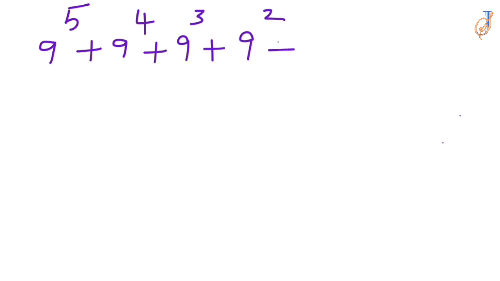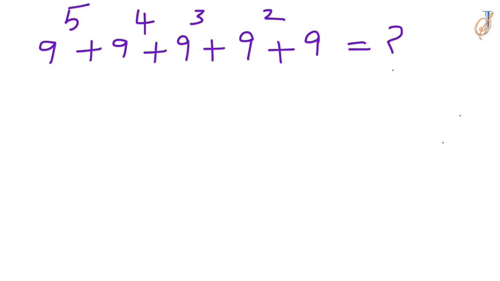Today's question is 9^5 + 9^4 + 9^3 + 9^2 + 9. Find the value of this. I am going to explain this by two methods. The first method is by using tricks, and the second method is by using the GP formula, which means geometric progression. First I will explain by the tricks.